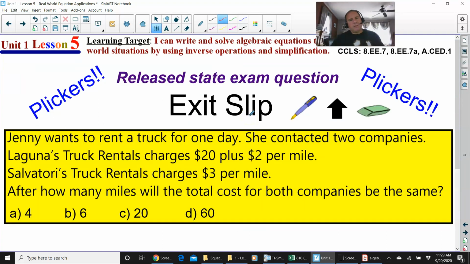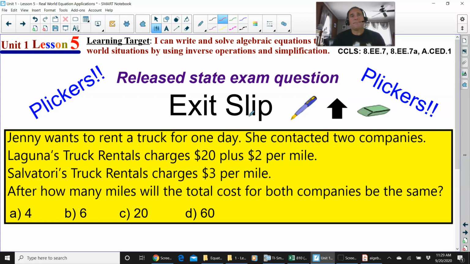Okay, so we are going to go right to the exit slip. And the exit slip right here is a released state exam question. This is an 8th grade level question. Jenny wants to rent a truck for 1 day. She contacted 2 companies. Laguna's truck rentals charges $20 plus $2 per mile. Salvatore's truck rental charges $3 per mile. After how many miles will the total cost for the companies be the same?